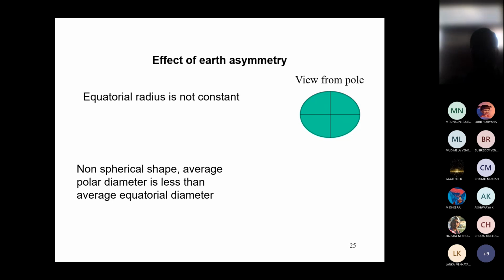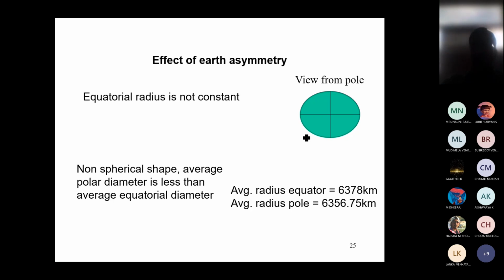So this is one effect, called the effect of Earth asymmetry. The equatorial radius is not constant. The Earth is not a complete sphere; it looks just like an apple. At the equator, the Earth is bulged, and towards the north and south poles, the radius is less. The non-spherical shape of the Earth makes the average polar diameter less than the average equatorial diameter.